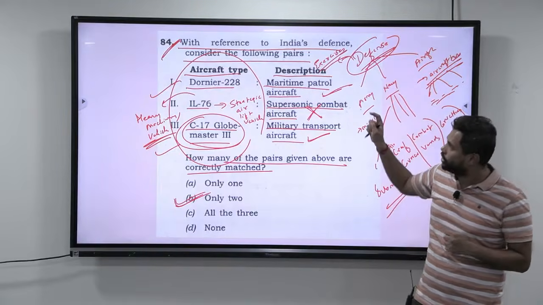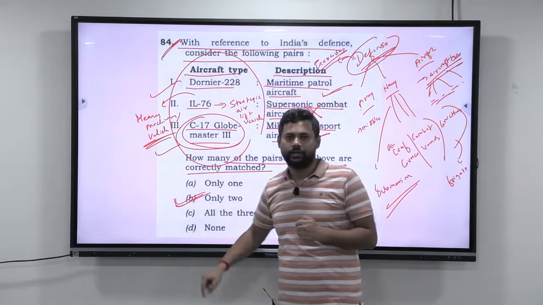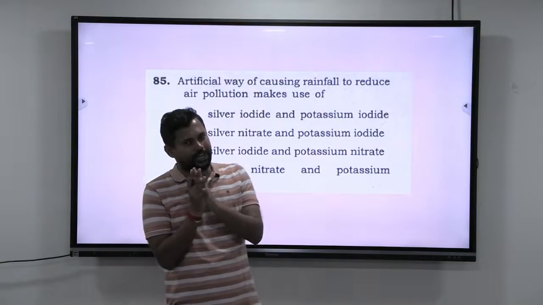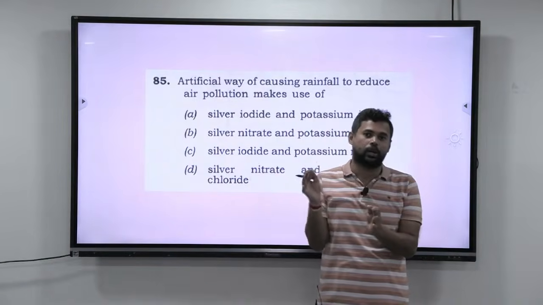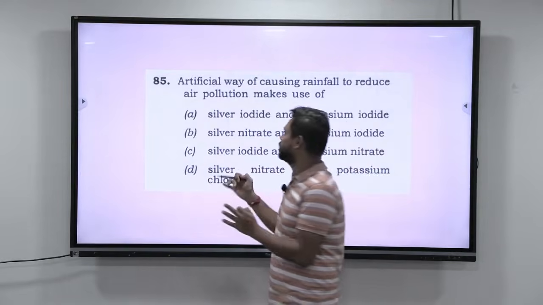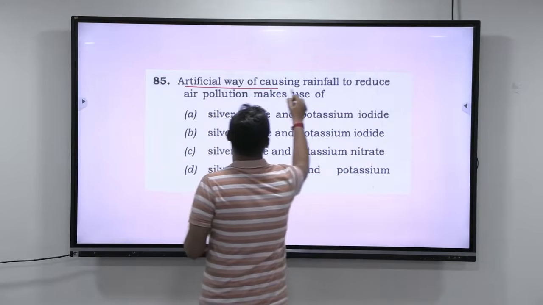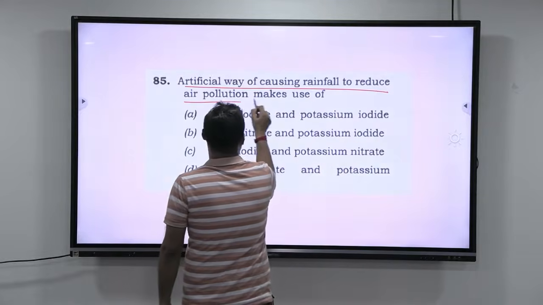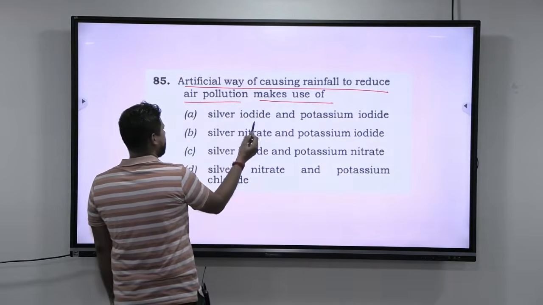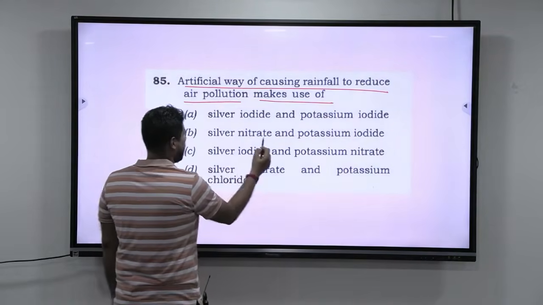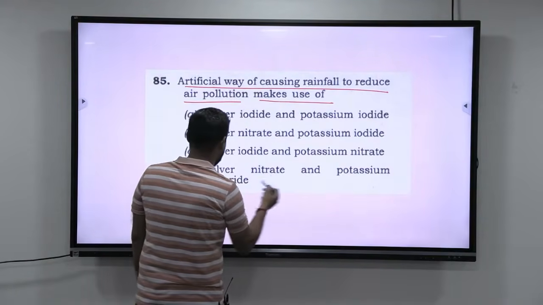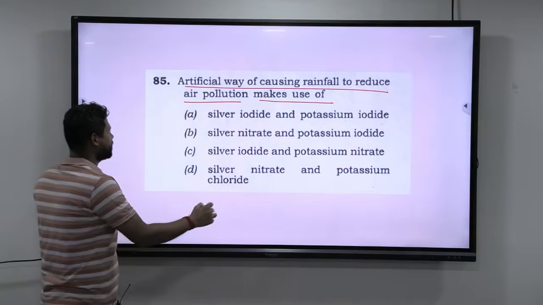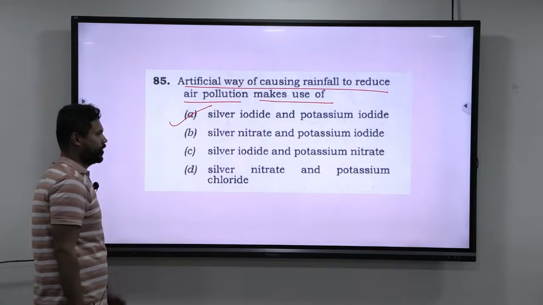But anyways, for the 84th question, the answer is only 2. So this question is purely basics. Each and every one will know the moment they're reading this question that it is nothing but cloud seeding. Okay, now let us read the question. Artificial way of causing rainfall to reduce air pollution makes use of: silver iodide and potassium iodide, silver nitrate and potassium iodide, silver iodide and potassium nitrate, silver nitrate and potassium chloride. Okay. Obviously, the answer is silver iodide and potassium iodide.